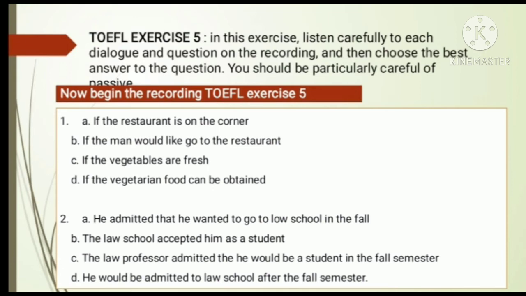Number 2. Has Harry heard from the law school yet? Yes, he was admitted by the law school for the fall semester. What happened to Harry?